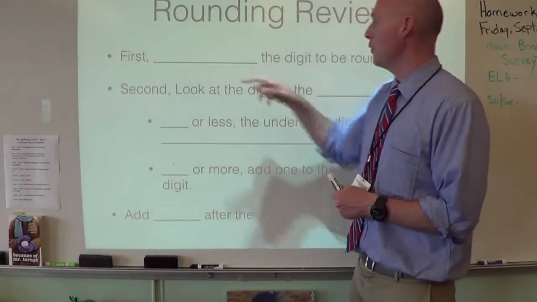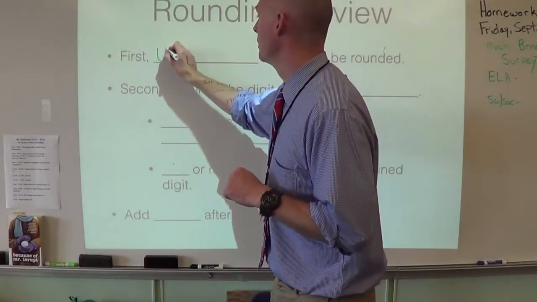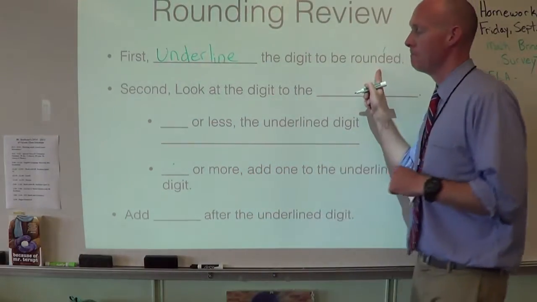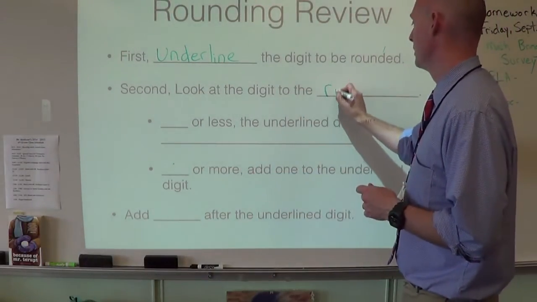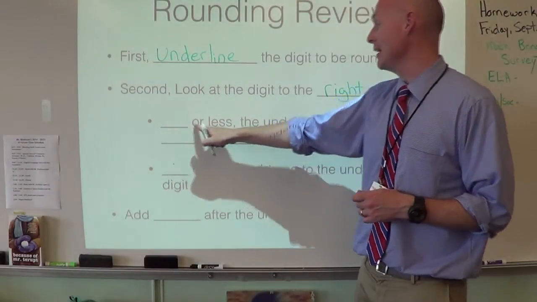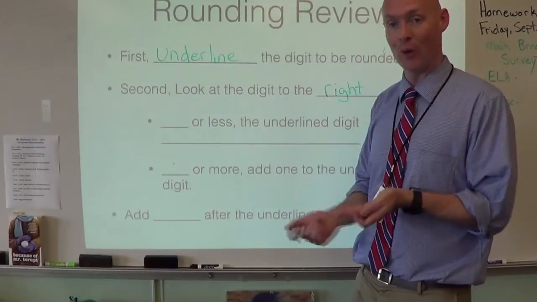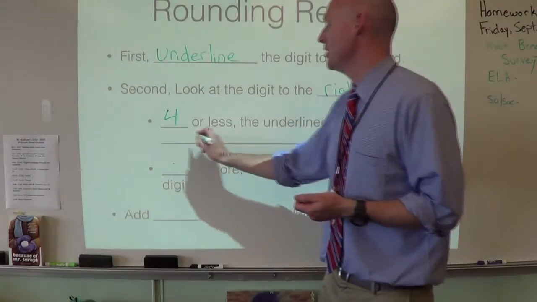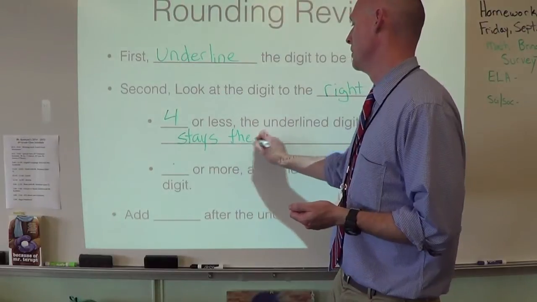Okay, first what we're going to do, underline the digit to be rounded. I always underline the digit to be rounded. Second, look at the digit to the right. If that digit to the right is 4 or less, the underlined digit stays the same. Many of you probably know if it's 4 or below, it stays the same.